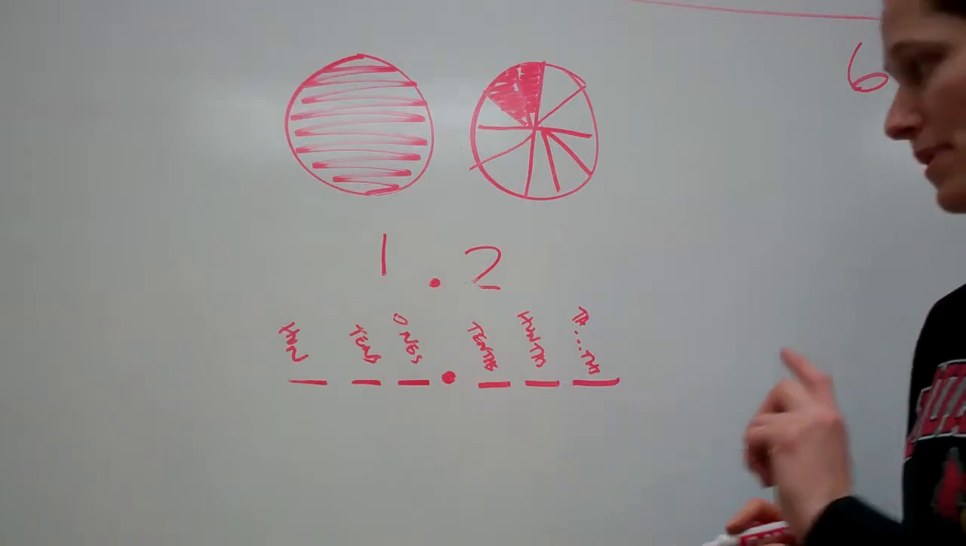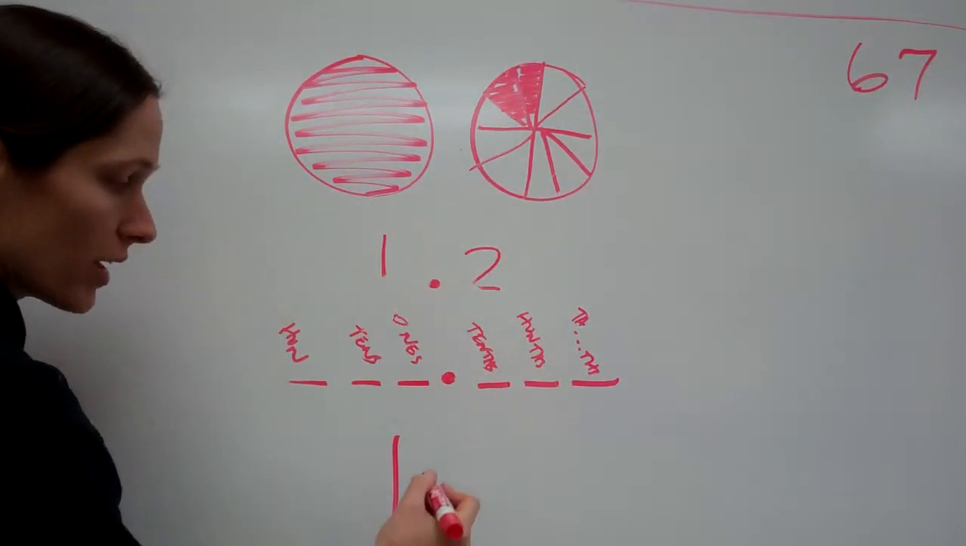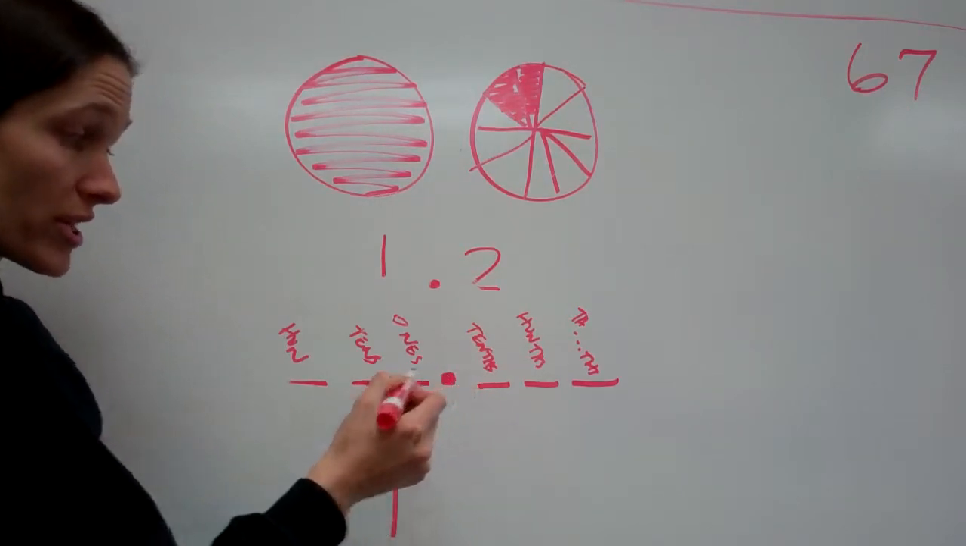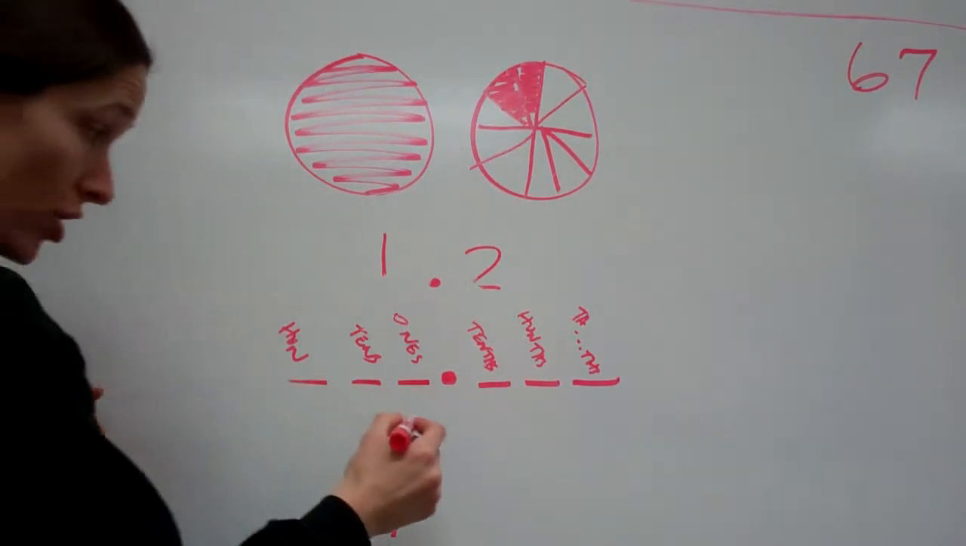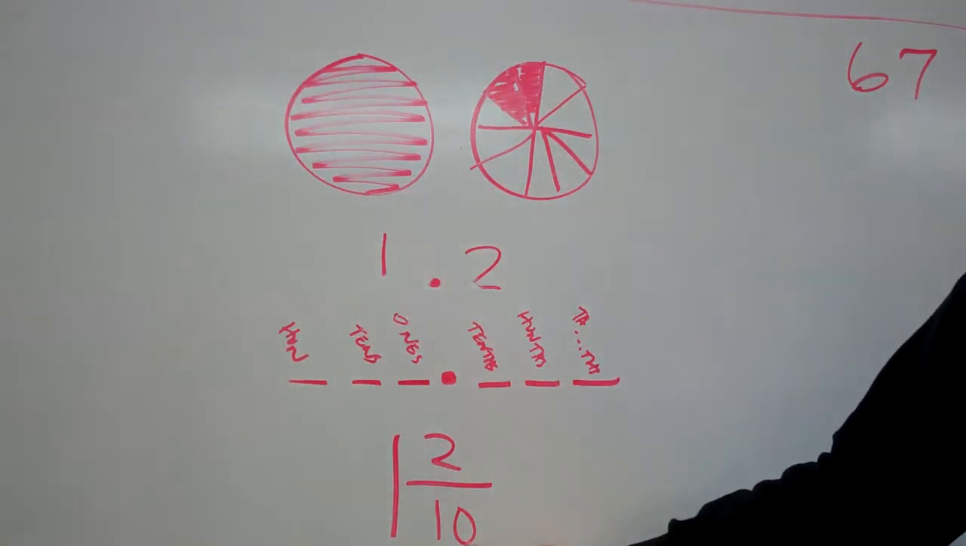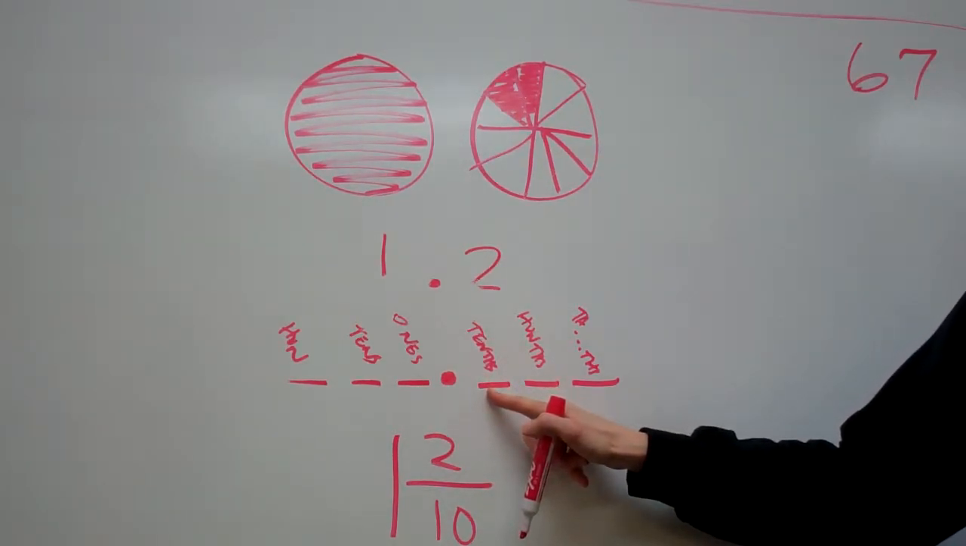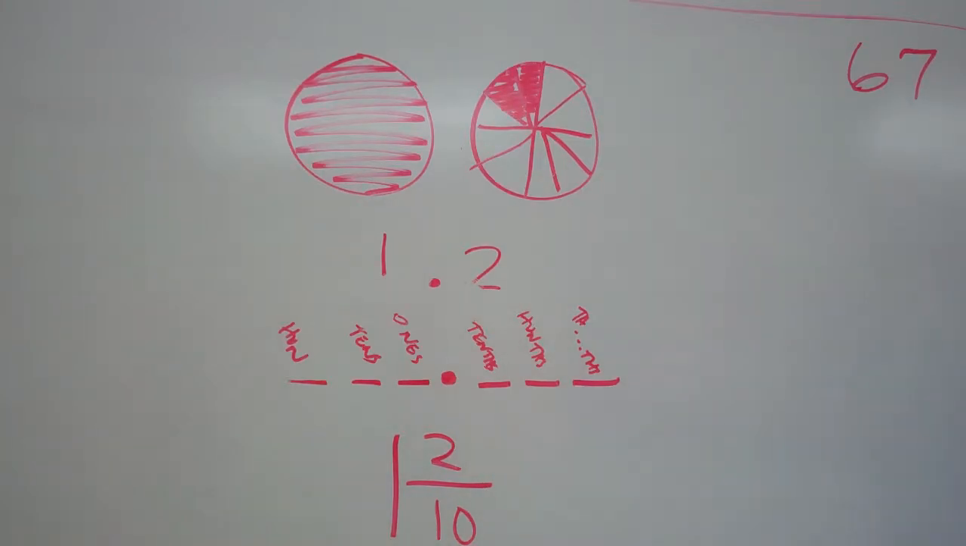So watch what happens. If I were to write this as a fraction, it would be 1 whole and, because remember our decimal means and, 2 over 10. Do you see that 10 right there? Do you know why I put that 10 there? It's because look, it's in the tenths spot. Isn't that cool? We sort of did something like that last time.